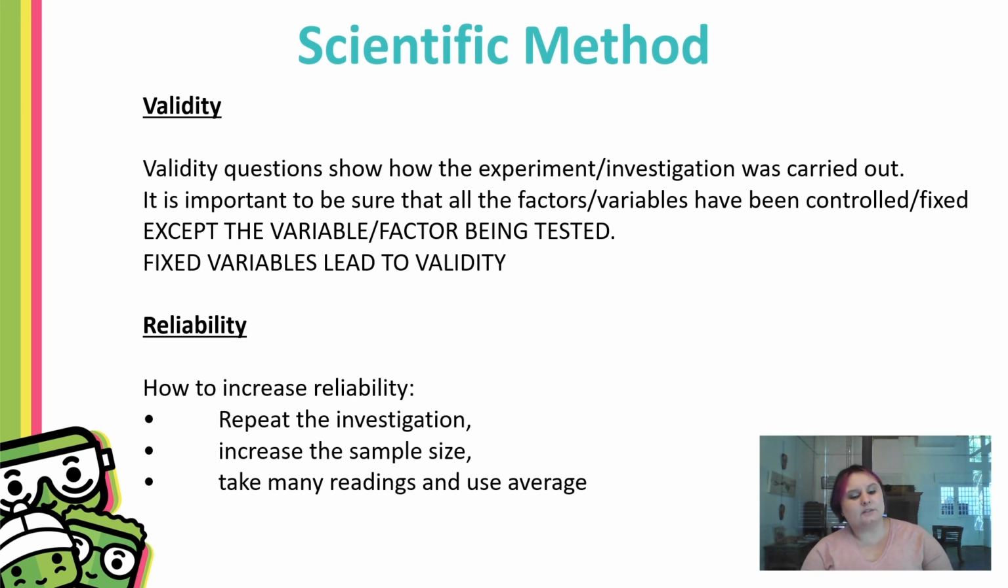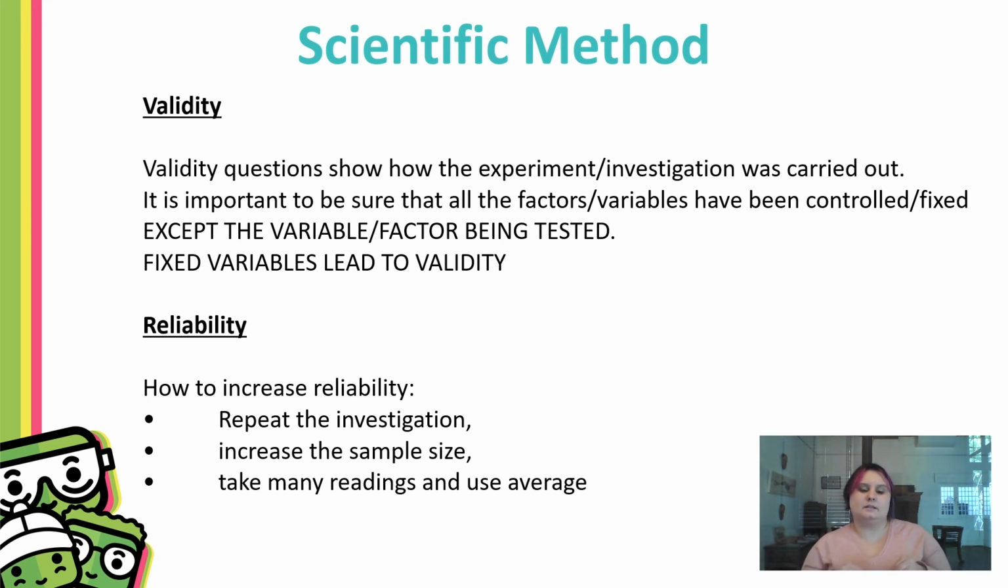How you increase reliability, the two main ways are to repeat your investigation. So do your experiment a second time and see, do you see the same sort of outcome again? The other thing that you can do is increase the sample size. Let's say you tested 2 plants for this photosynthesis experiment. Instead, look at doing 10 plants. So you've increased the sample size. If you do the same experiment with 10 plants, do you see the same results as what you saw with just the 2 plants?